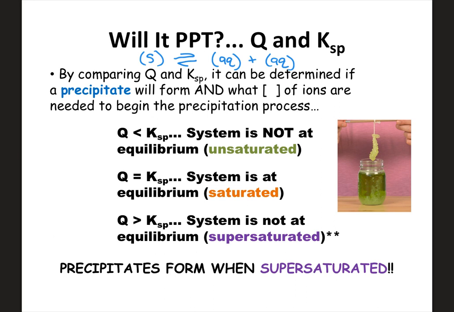So that's what we're looking for here when we do these types of problems. We need Q to be greater than KSP in order for a precipitate to form.